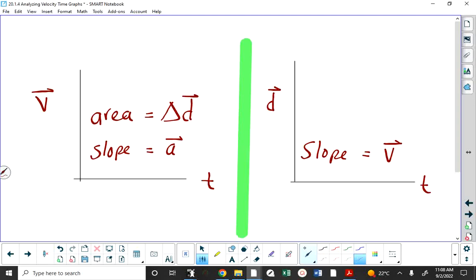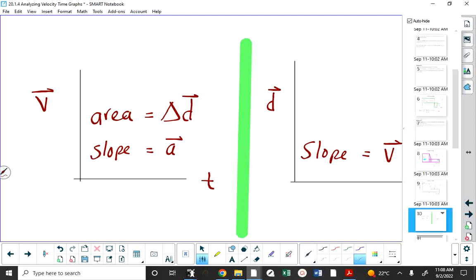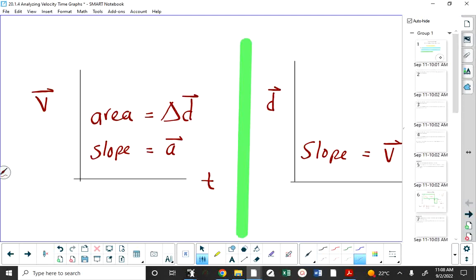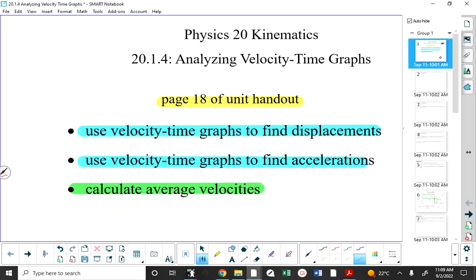If you want to know acceleration from a position graph, then you need to get velocities from it to create a velocity graph. All right, now we have one more example to cover, and it deals with the second thing I said we were going to be learning in this lesson. The second thing is what's highlighted in green, calculating average velocities.